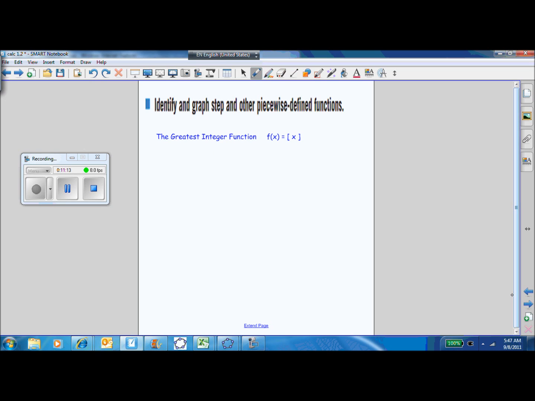Now, the greatest integer function is an example of a step function. We've already looked at some piecewise defined functions. Step functions are interesting because they have a lot of discontinuities in them. And let's take a look at this one. The greatest integer function means the biggest integer less than or equal to x.